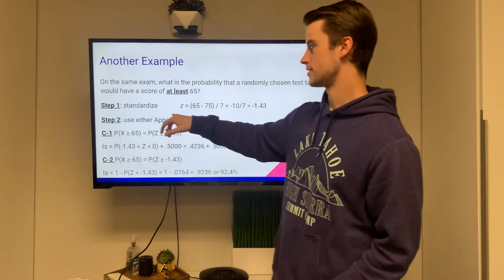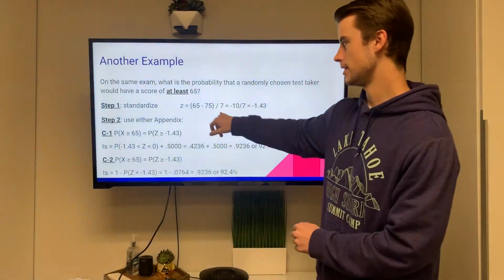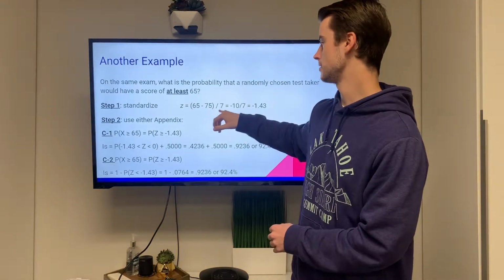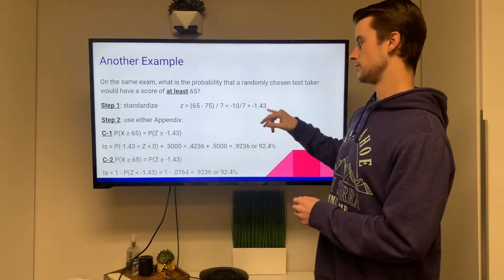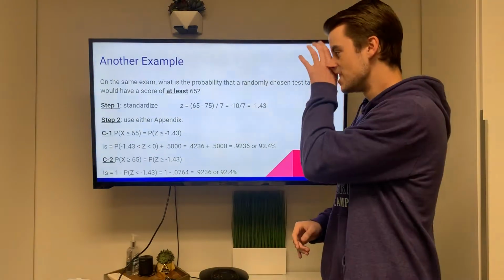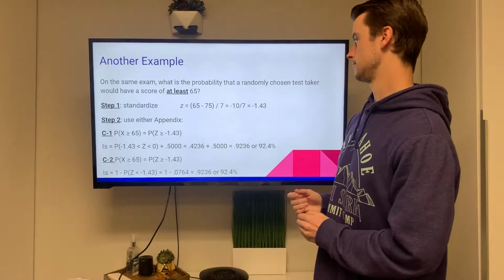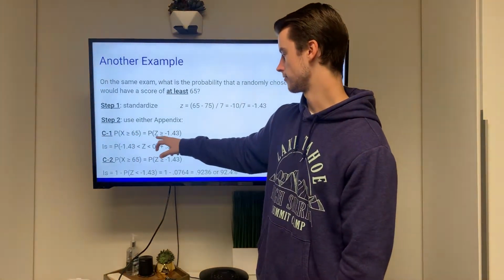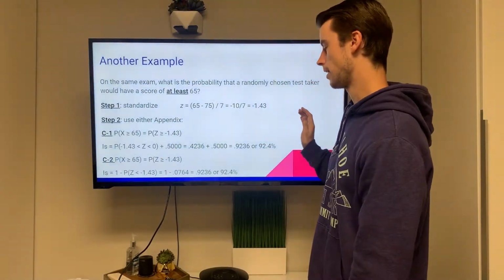So step 1, I gave you step-by-step instructions. You're welcome. First thing we do is standardize the data, okay? We take our score, 65 minus the mean, divide by the standard deviation, and we get negative 1.43, right? We can use either of the appendices, C-1 or C-2. If you use one or the other, you have to make sure you use it correctly, okay? C-1, in this case, would be Z greater than or equal to negative 1.43, so everything to the right.